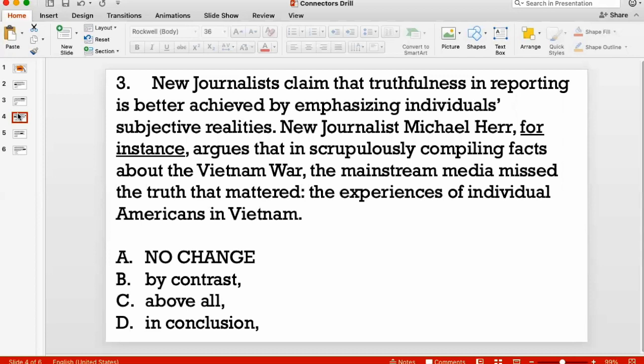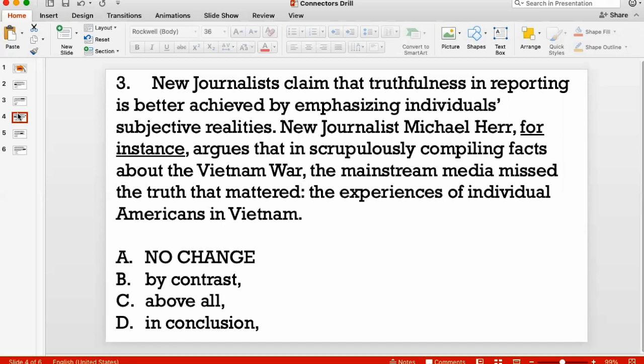The first line is saying that there is a category of journalists called new journalists who say that if you want to achieve truthfulness in reporting, which is to say that if you want to get to the nub of what you're saying in a journalistic piece, in a news report, you can achieve that the best by emphasizing the subjective realities of individuals. Why is this a striking claim?